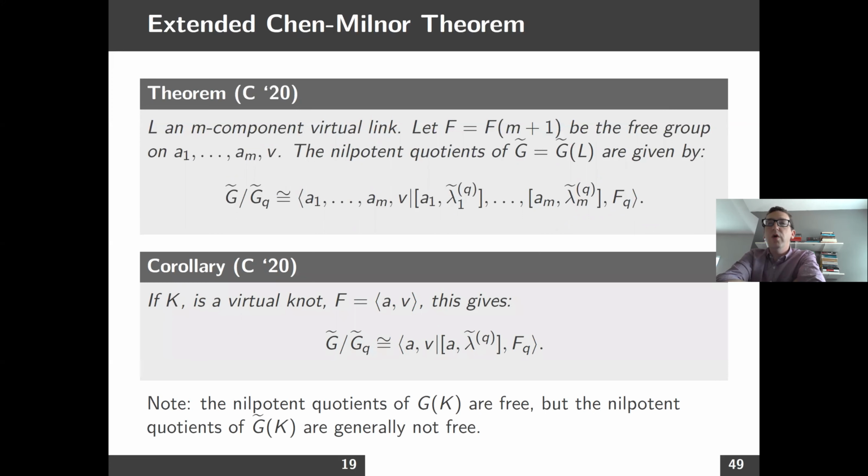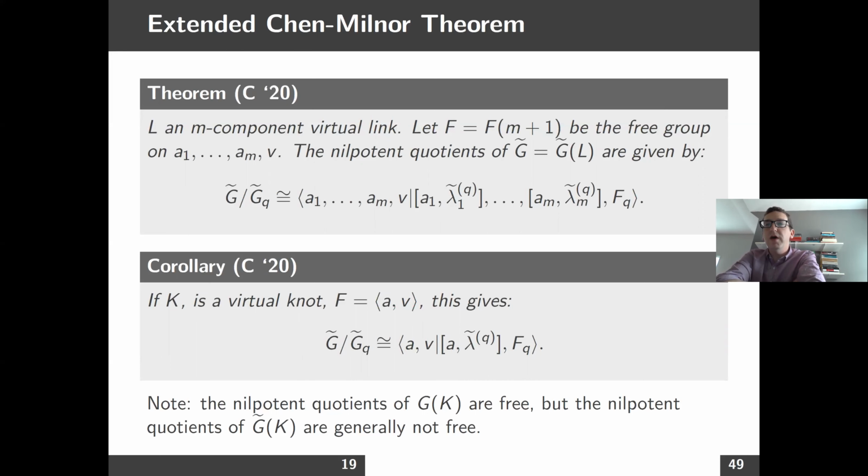Okay, so a corollary of this is that if you apply this to a virtual knot, and F is just the free group on A and V. So here A is just the generator corresponding to a meridian, and V is the generator corresponding to the auxiliary variable. Then the nilpotent quotients are isomorphic to those of the free group on A and V, and you have one relation, which is A equals lambda tilde Q. So this extended longitude here can be calculated. I'll give an example in a second. And we have a very simple presentation in the case where you have a virtual knot.